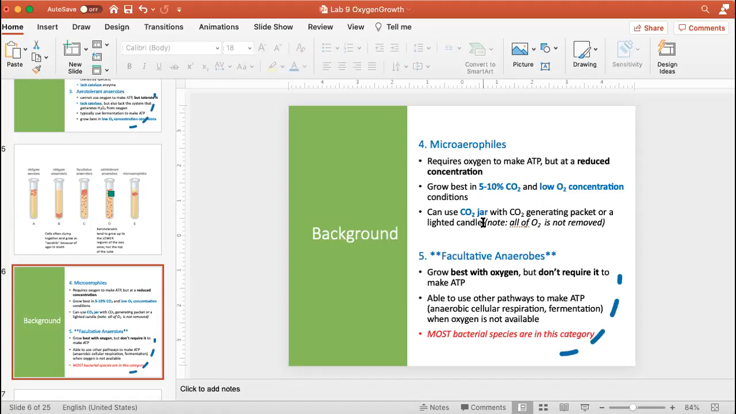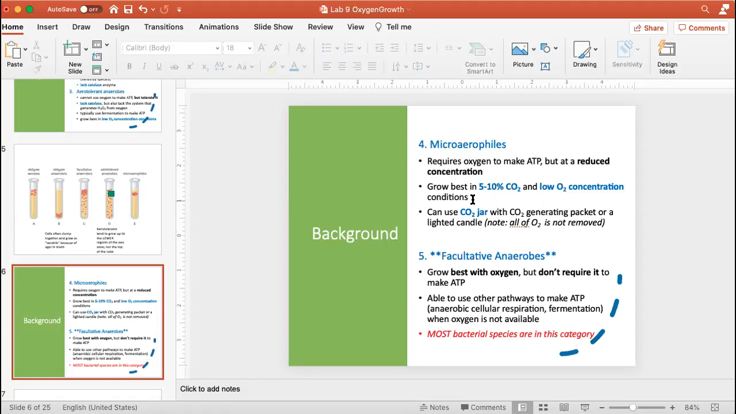What's going to happen is that candle is going to burn all of the oxygen. And then the candle's going to go out, right? Because there won't be any oxygen left. Now, this is not a method that will remove all of the oxygen, but most of it will be removed. This is not high tech enough to remove all of the oxygen, but it will remove most of the oxygen from that jar. So only a little bit will be left behind. And that's exactly what these organisms like.